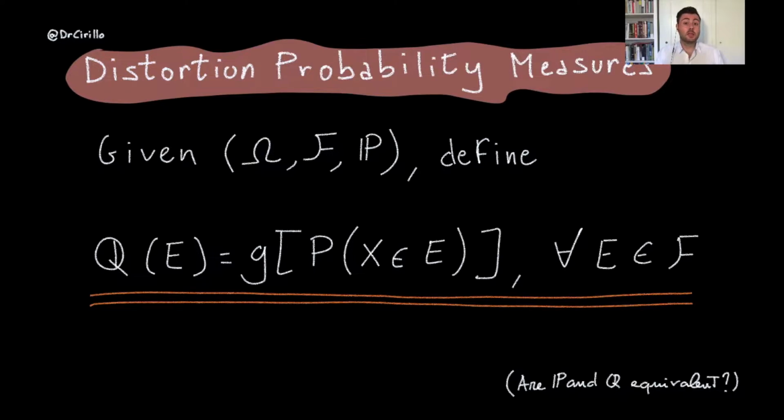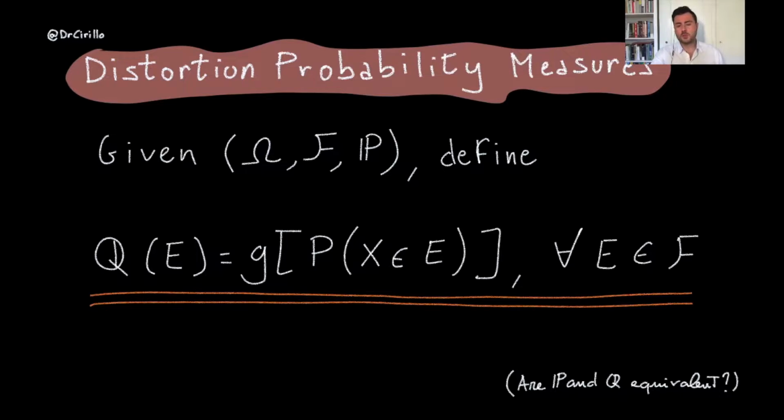Now, what I leave to you as an exercise is to verify that, first of all, the probability Q is well defined. So just check its properties as we did when we were introducing the Radon-Nikodym derivative as a way to change measure. And after verifying that Q is a proper probability measure, what you can try to do is to verify that actually, thanks to the distortion function G, the probabilities P and Q are equivalent. So this is very important.